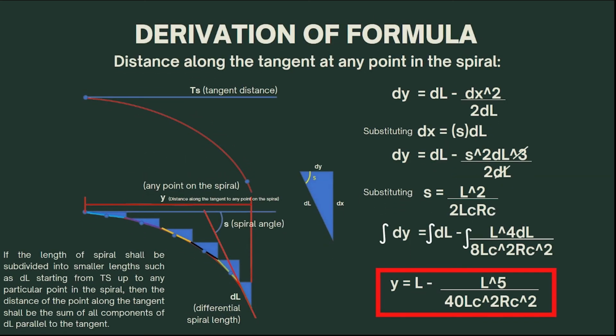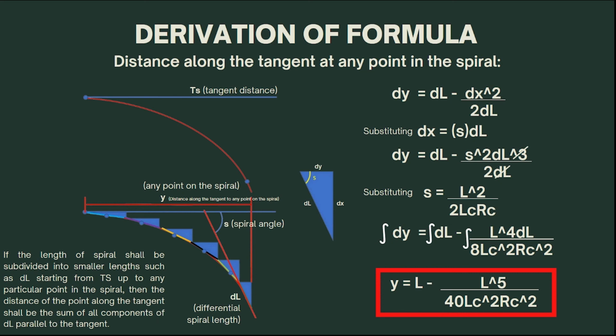Next, we can find from the last formula for the offset that dx already equals s dl. We simply substitute this again and come up with dy equals dl minus s squared dl cubed over 2 dl. We eliminate the numerator and the denominator and substitute again the very first formula we found for the spiral angle, which is s equals l squared over 2 LCRC.